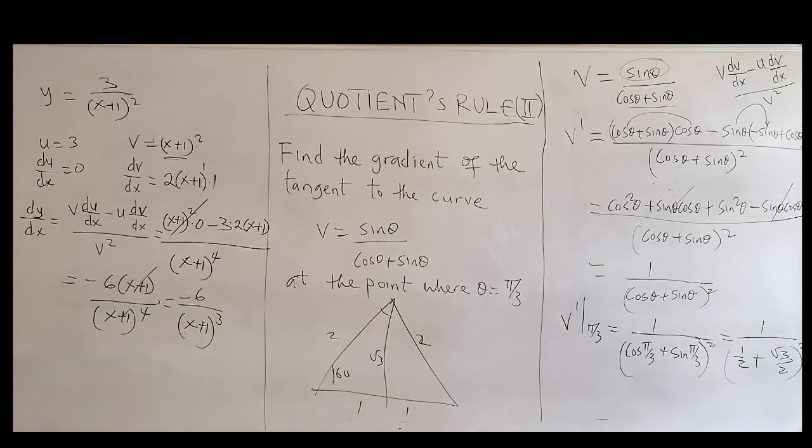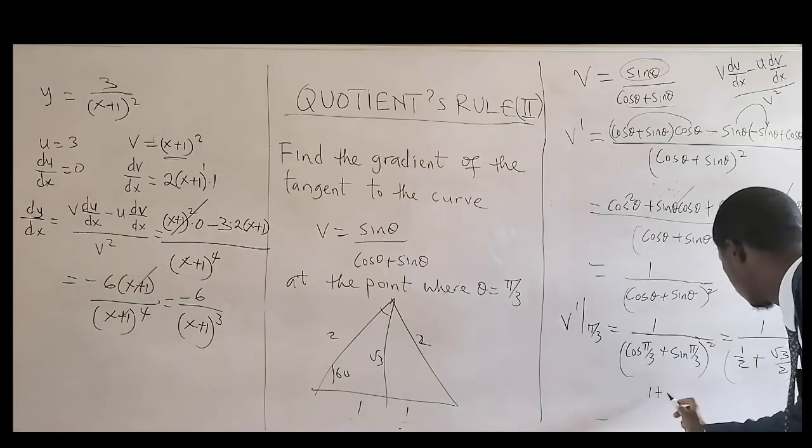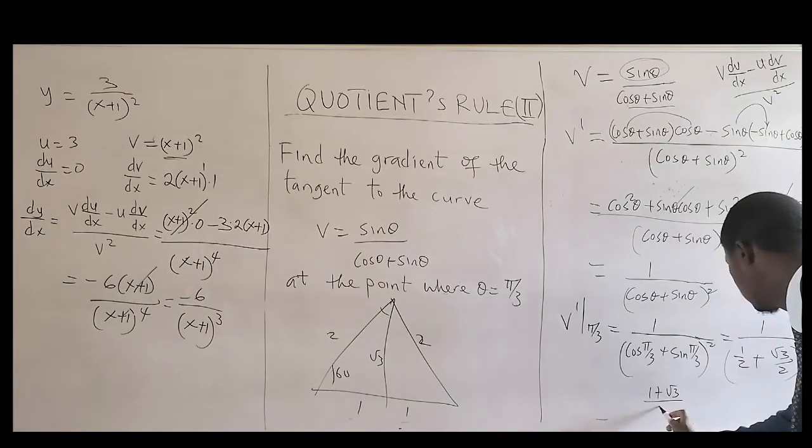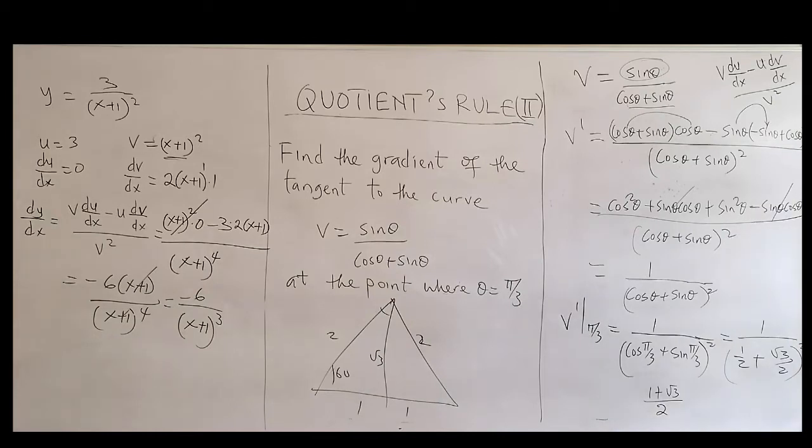Then the next thing to do, let's do that denominator first. The denominator will be equal to (1 plus root 3 over 2) all squared, which will be equal to (1 plus 2 root 3 plus 3) over 4. So the final answer will be equal to just the inverse of that.